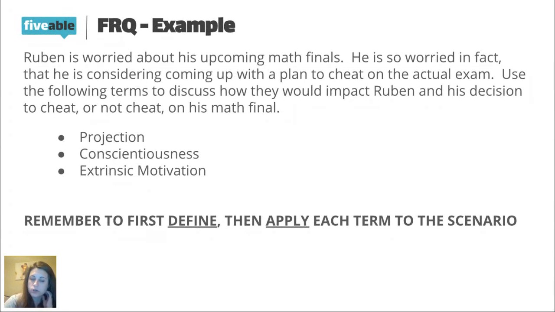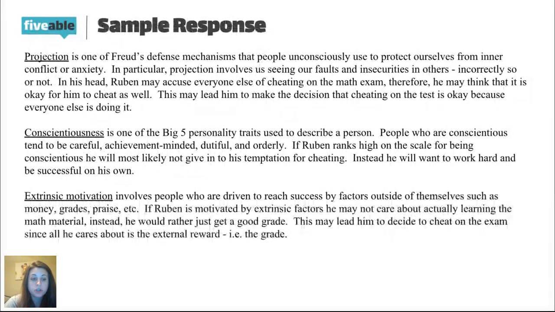So the first term was projection. I start right off the bat with a detailed definition. Projection, and I underlined it. You should always underline your terms. It draws attention to it. Projection is one of Freud's defense mechanisms that people unconsciously use to protect ourselves from inner conflict or anxiety. So that's a general definition of a defense mechanism. Then I jump in and say, in particular, projection involves us seeing our faults and insecurities in others, incorrectly so or not. So that is my overall definition.